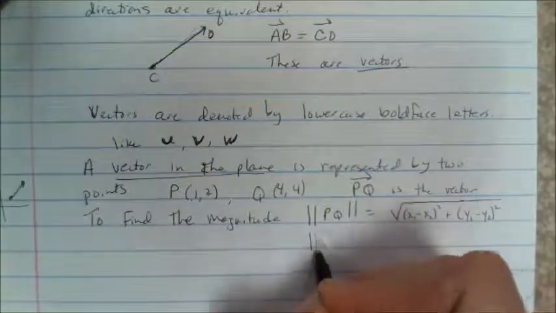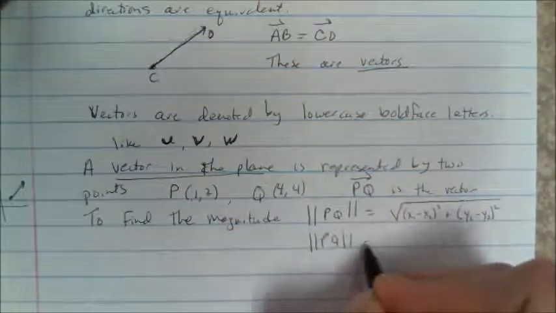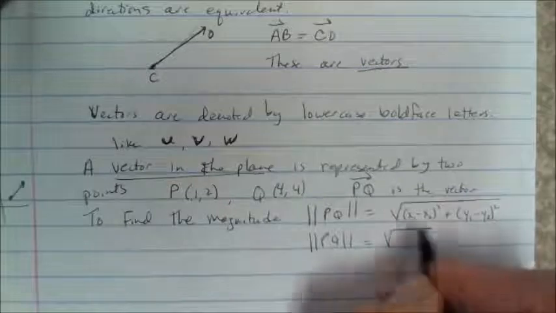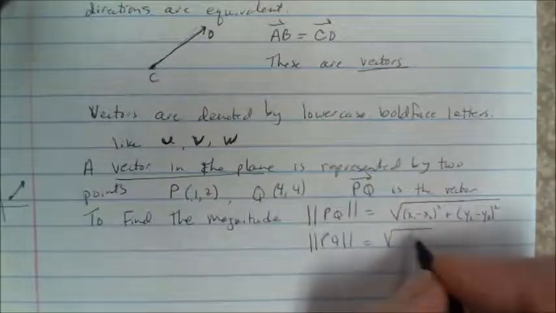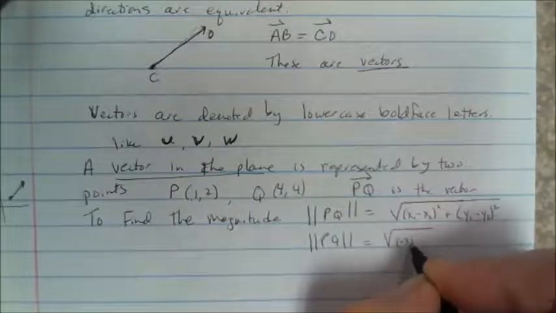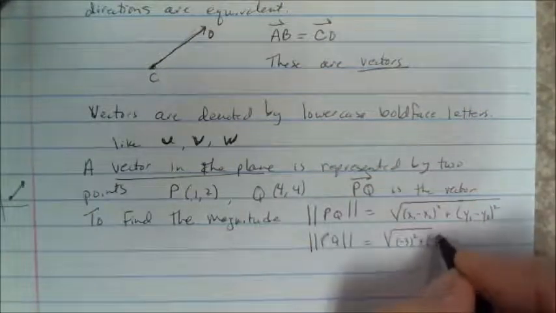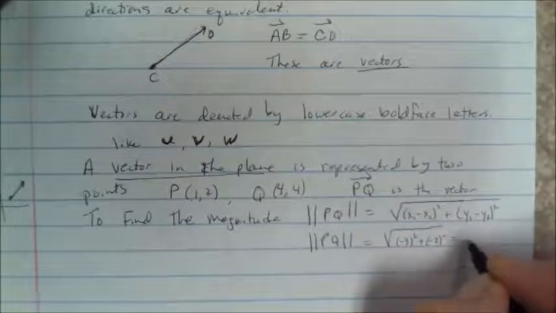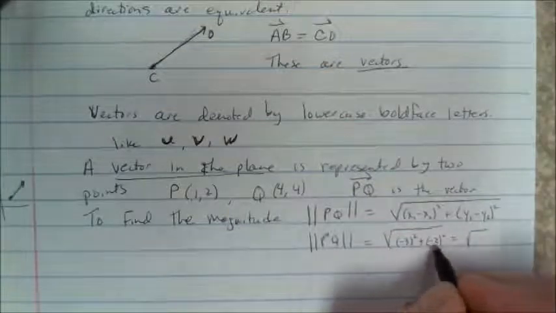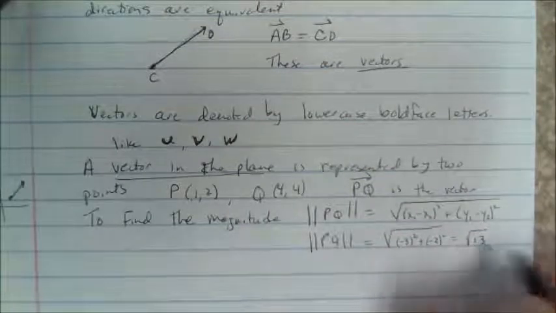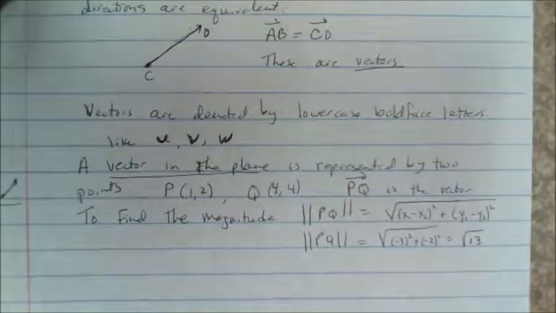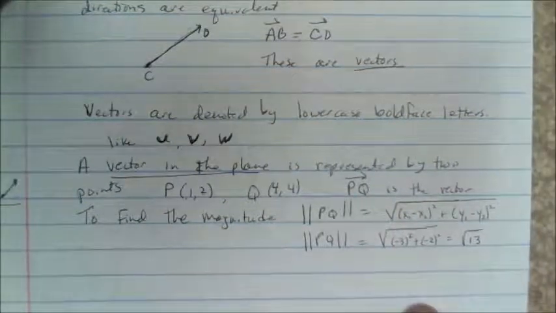So in this case, the magnitude of PQ would just be equal to 1 minus 4 is negative 3 squared, 2 minus 4 is negative 2 squared. So that's the square root of 9 plus 4, which is 13. So we'd have the square root of 13 be the magnitude of that.